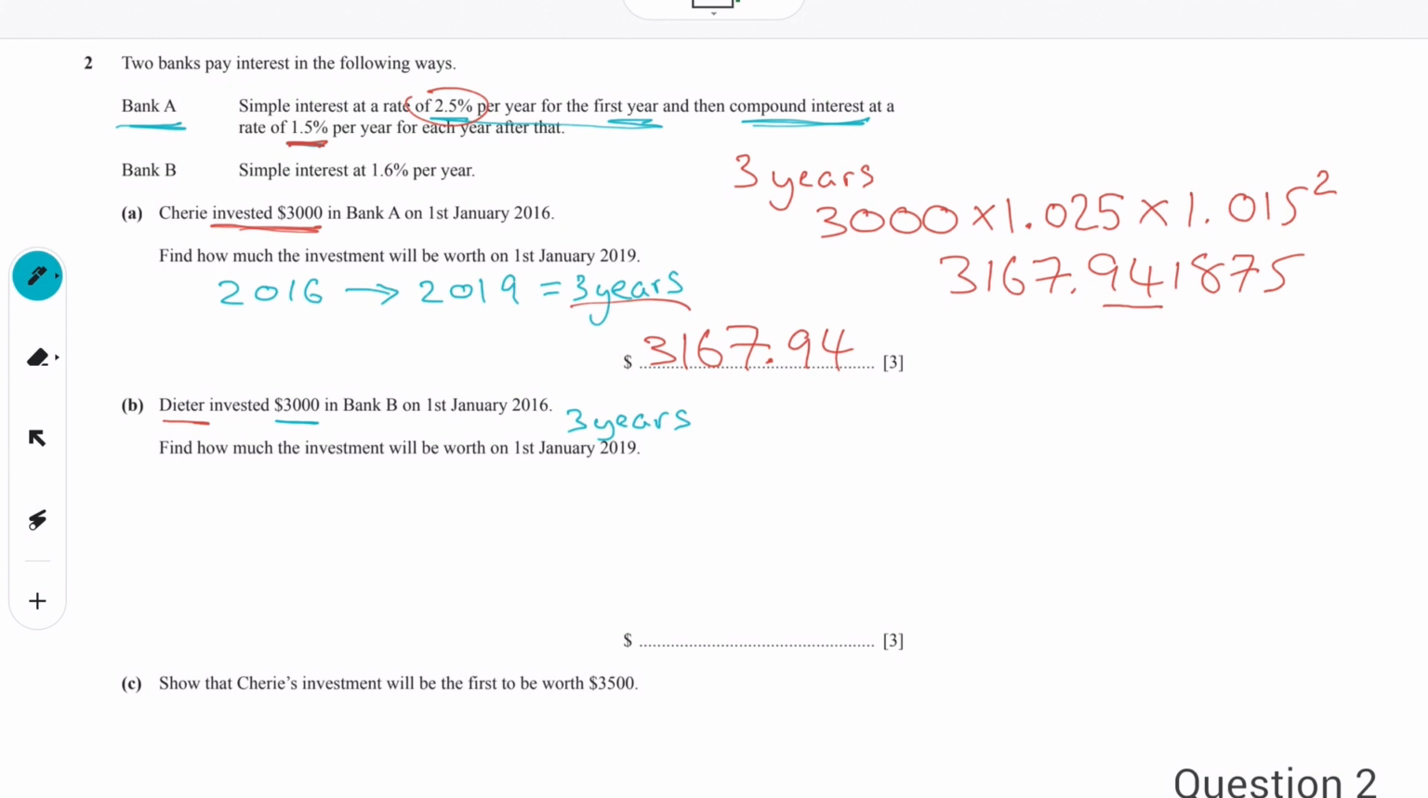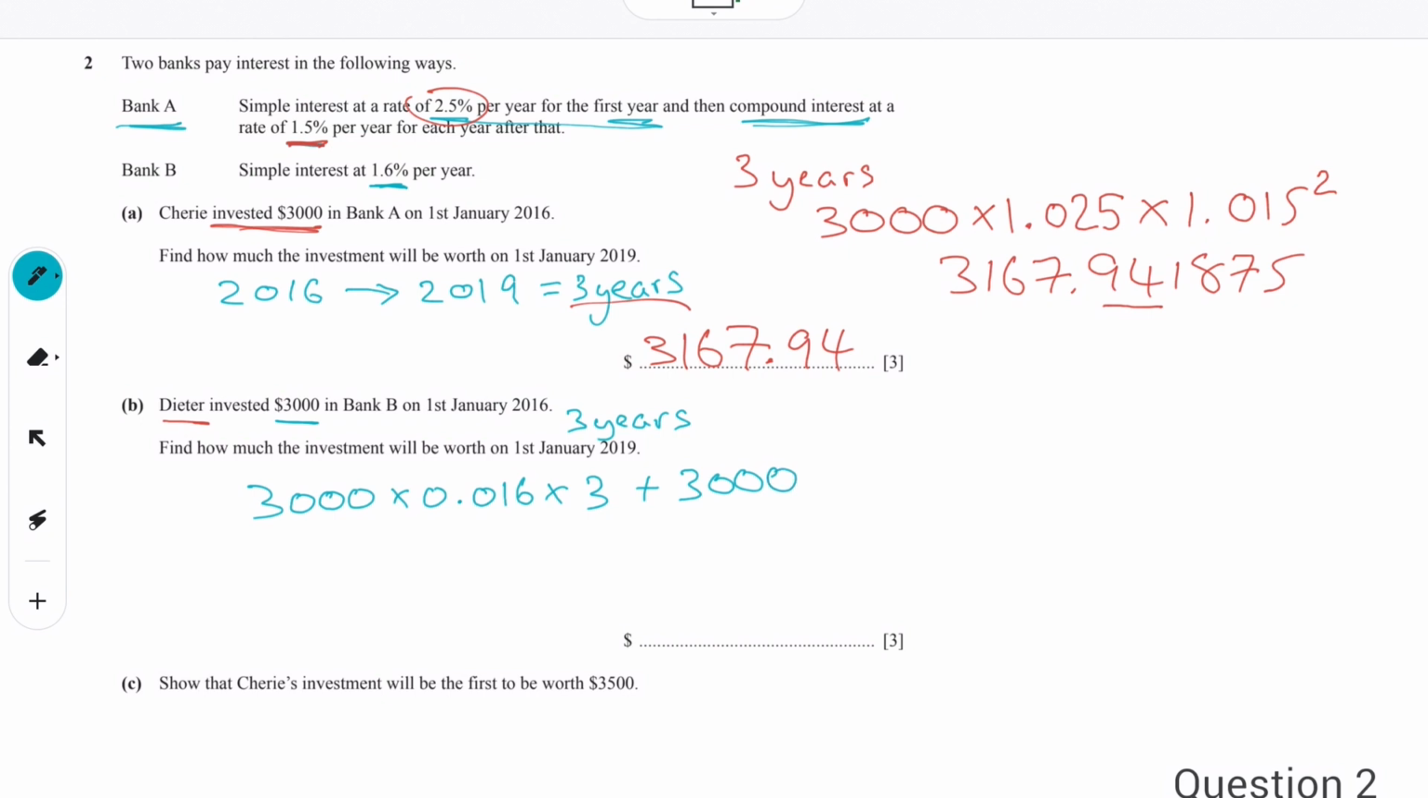Okay, and she's investing purely in Bank B. So the formula for this would be, we're going to start with that 3,000 initial investment, and this time we're going to times it by 0.016 for this interest rate here. And then we're going to multiply that by 3. Okay? But then we're going to add that. That will give us a figure for the interest, that there. But we're going to add that back to the initial investment.